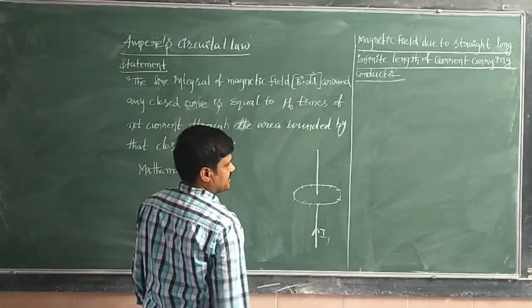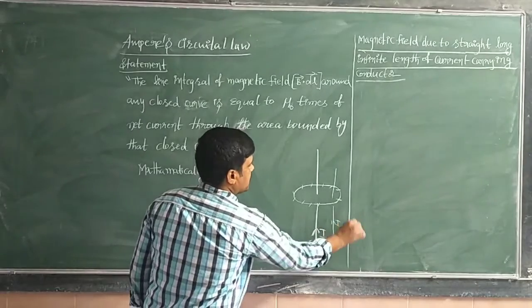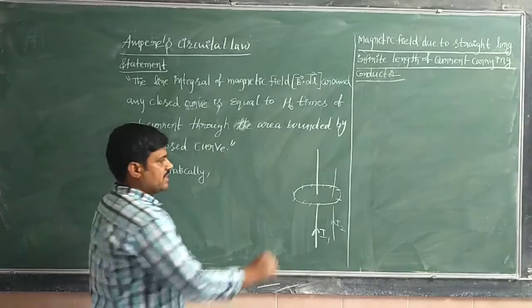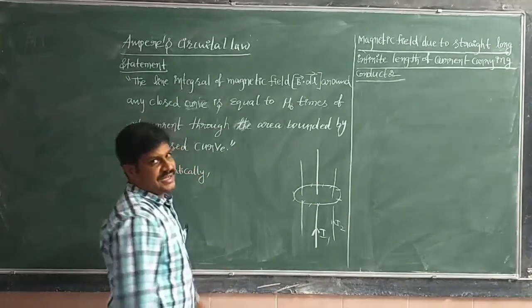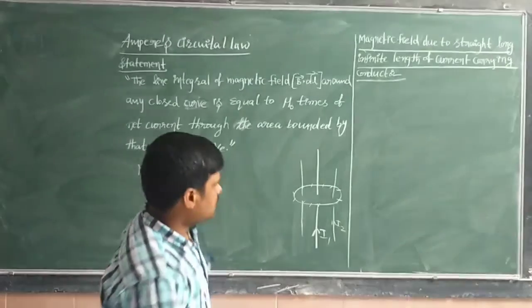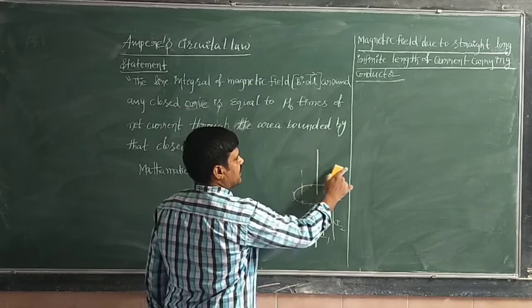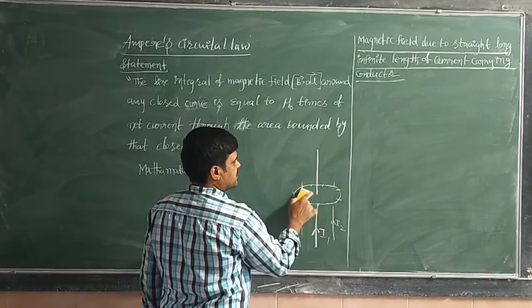Suppose here I1 current is there. Within this area another current is there, I2 current is there. So net current means I1 and I2 both we have to consider. Here another current is there within the area, so that current also we have to consider. So however much current is there within the area of the closed curve, that current completely we have to consider in Ampere's law.